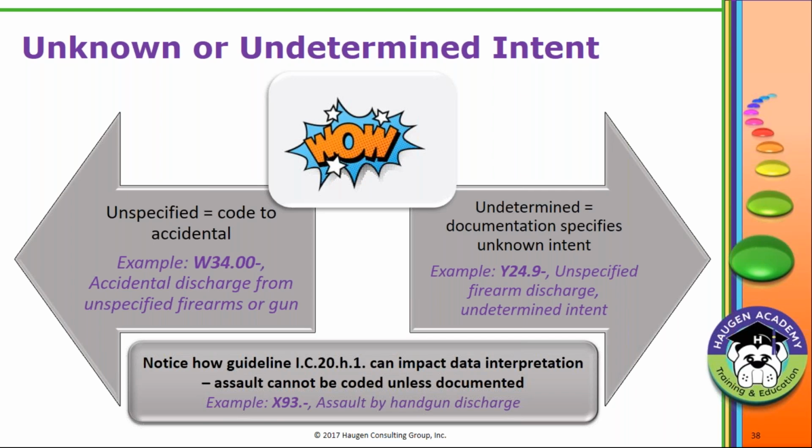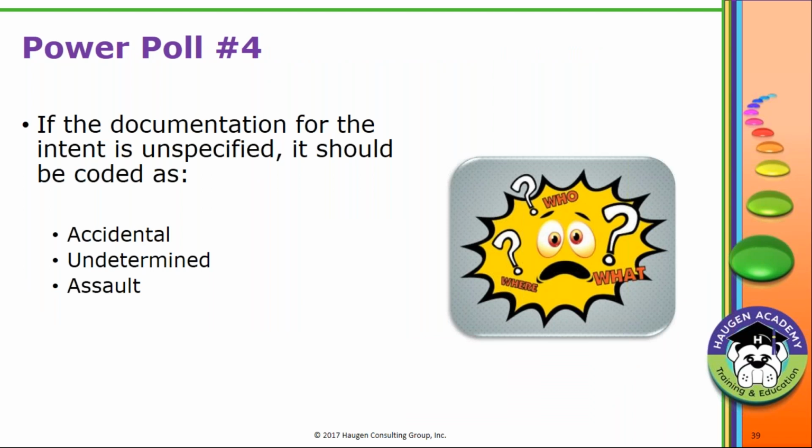They should have called a coder to the stand to say, here's the coding guideline that says if the doctor doesn't say, it codes to unspecified. So look at what our codes do. Look at the impact that our codes have. I think in the interest of time, we're going to skip this polling question, but the last power poll, the question is, if the documentation for the intent is unspecified, it should be coded as accidental. The correct answer here is accidental.